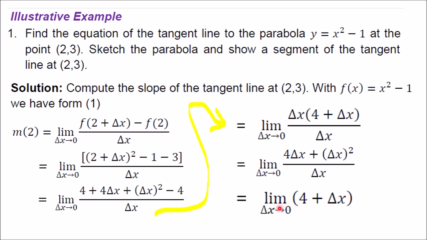So, now, we can now substitute delta x is approaching 0. So, delta x here will be 0. So, this will become, the limit of this is 4. So, ano nga yung derivative na yan na 4? Yan na ngayon yung slope ng tangent line dun sa point na 2 and 3. The slope now is 4.